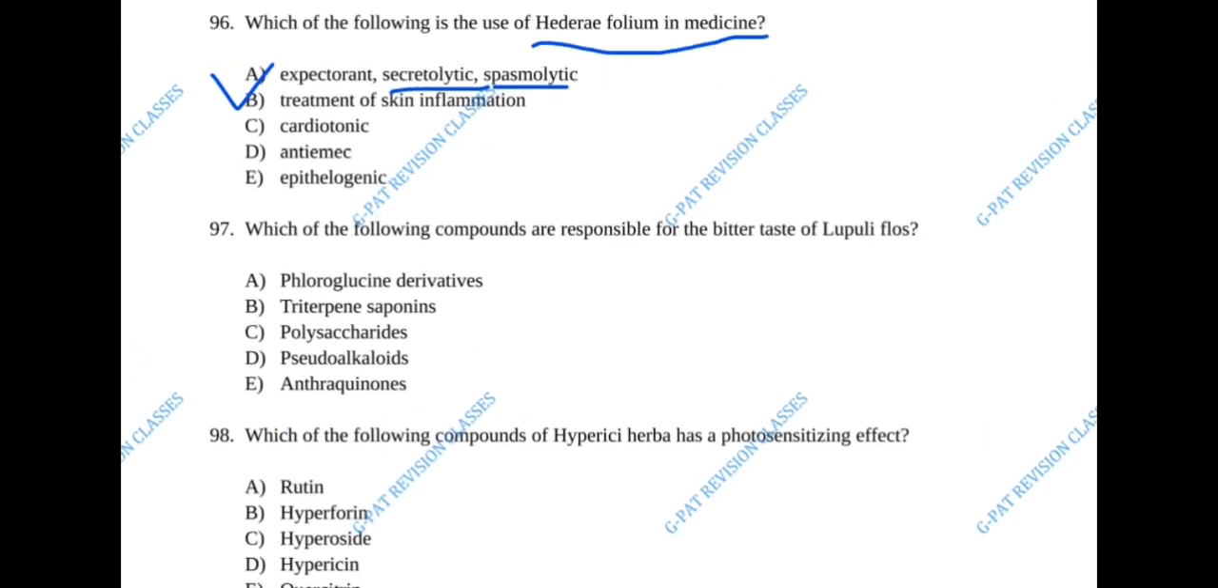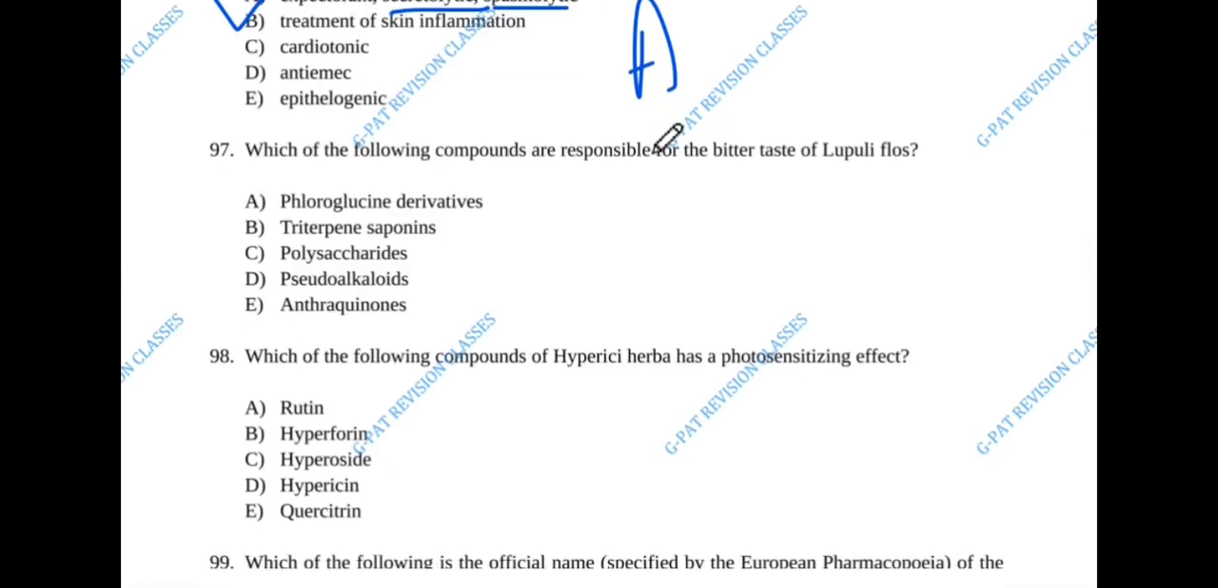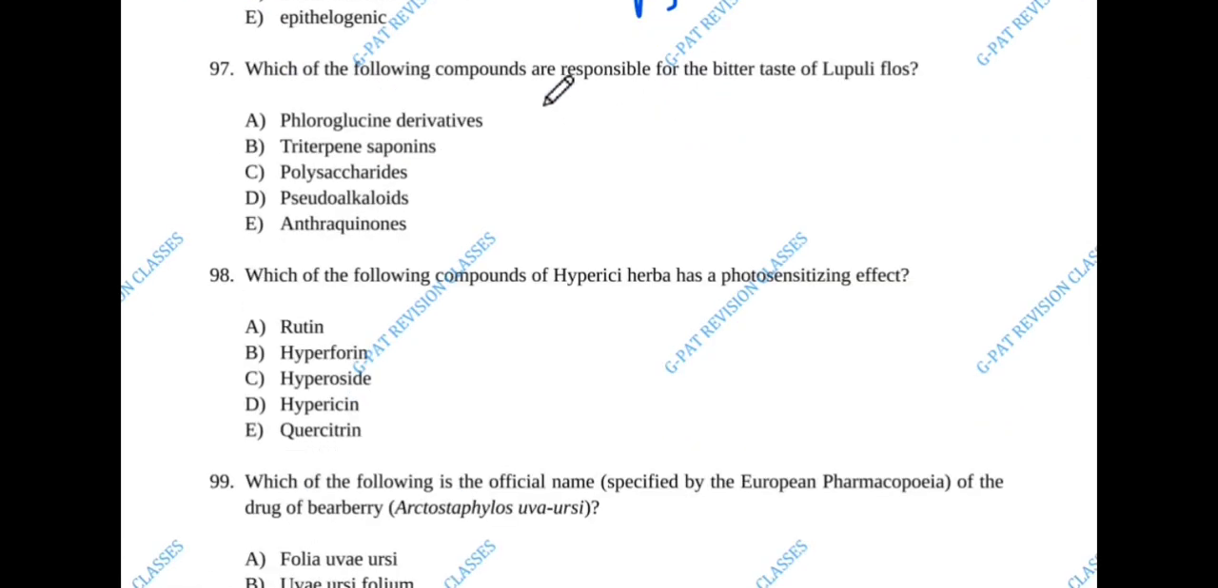Sorry, the answer is A. Okay. Next is question number 97. Which of the following compounds are responsible for the beta test of Lupuli flos? The answer is A, fluoroglycine derivatives. The answer is A.